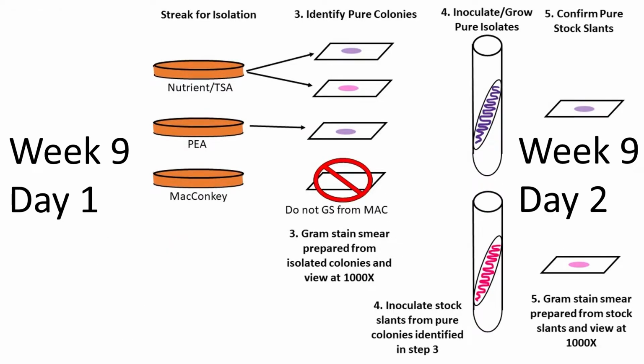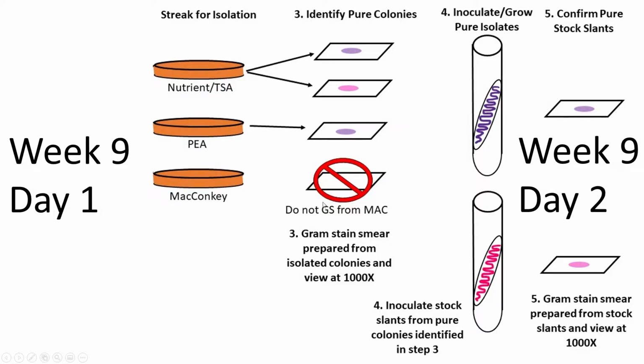Then we will grow those over the weekend. I'll put them in the fridge for you guys on Friday or Saturday to let them chill, and then you will look at them next week on day 1, and then you will gram stain isolates from your nutrient slant, the gram-positive and gram-negative. You can also double check on your PEA with a gram stain.